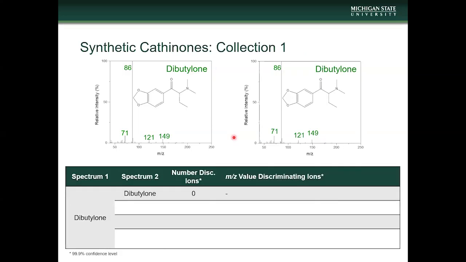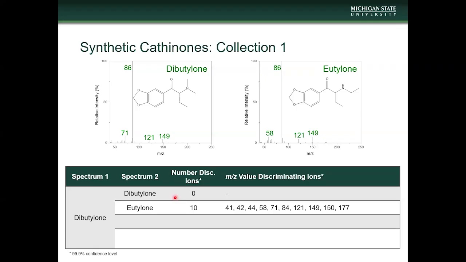So this is just a summary of our first spectral collection, where we had all 4 of these cathinones. We auto-tuned the instrument, we performed the spectral collection, and then we did the statistical comparisons. So this table summarizes comparison of dibutylone collected on one day to other spectra of dibutylone collected on a second day. When we did that comparison, we had 0 discriminating ions. So that means that the null hypothesis was accepted for all mass to charge ratios, and therefore these spectra were statistically associated.